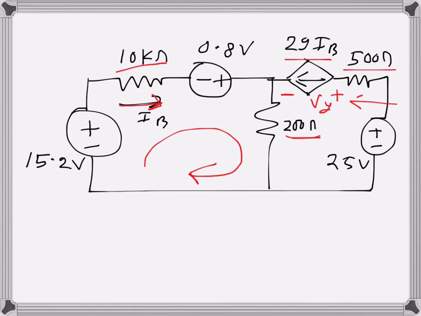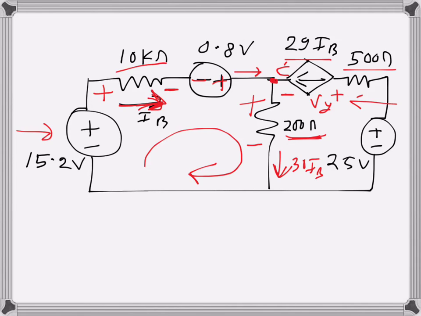I will write the rises as negative and drops as positive. So this one is a rise, and the direction of current is in this direction. The current through the 200 ohms resistance, or 0.2 kilo ohms resistance, is the addition of this current and this current, because we apply KCL here: IB in this direction, 29 IB in this direction, so the current will be downwards, that will be 30 IB. I'm writing that, and also the sign, so that will be a drop.